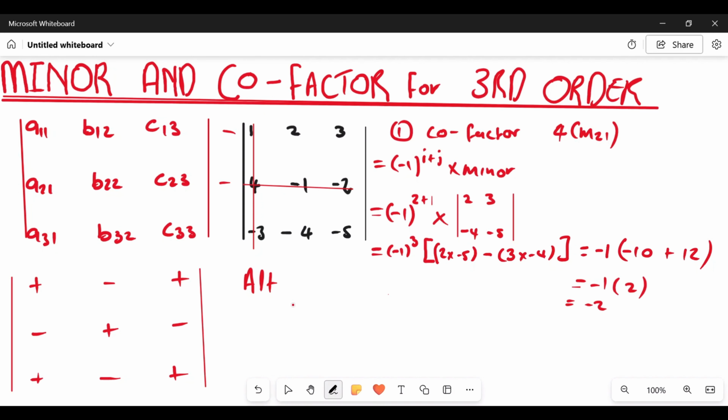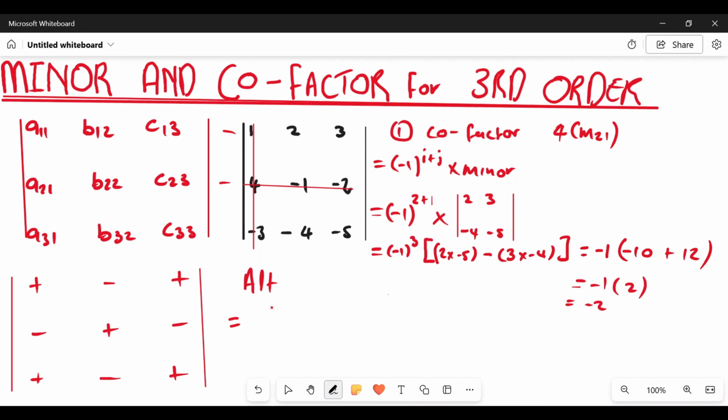Right, so when you use the alternative method, remember we have to use the signs here. The signs are very simple, guys. The first entry is positive, then from there you just alternate the signs. The second entry is going to be negative, third entry is going to be positive, and so on and so on. So what you do here, guys, you just multiply the minor with the sign.